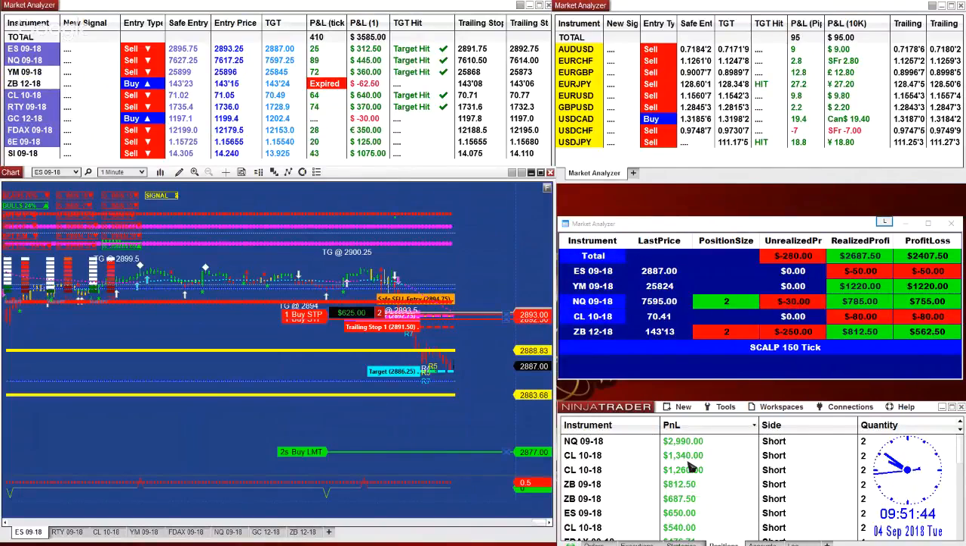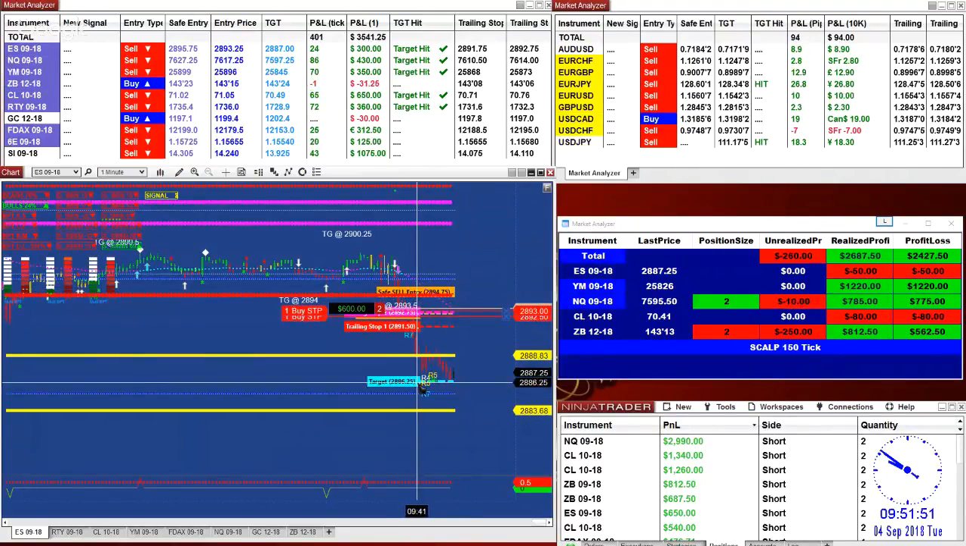So right now we have this ES trade based on the last signal. If we notice here, we got the target.